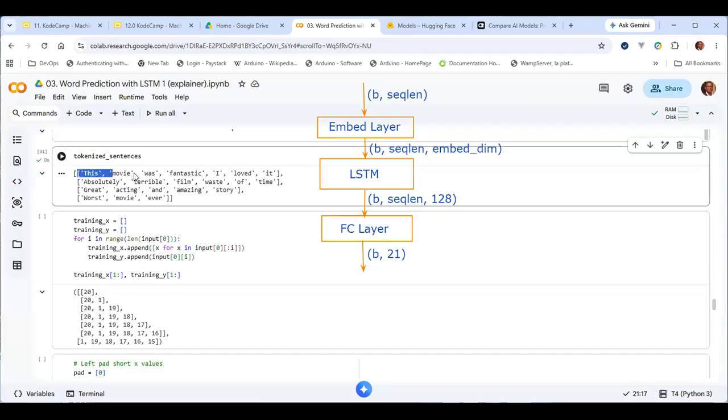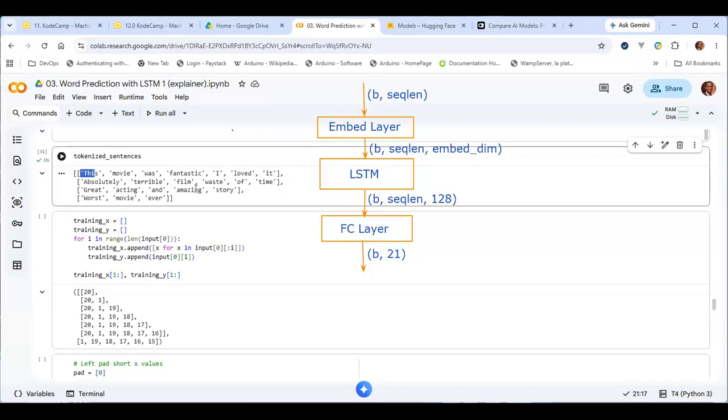If the input X is this movie, then it should predict was. If the input is this movie was, then it should predict fantastic, right? If the input was this movie was fantastic, it should predict what? I. If the input is this movie was fantastic I, it should predict loved, and so on and so forth.